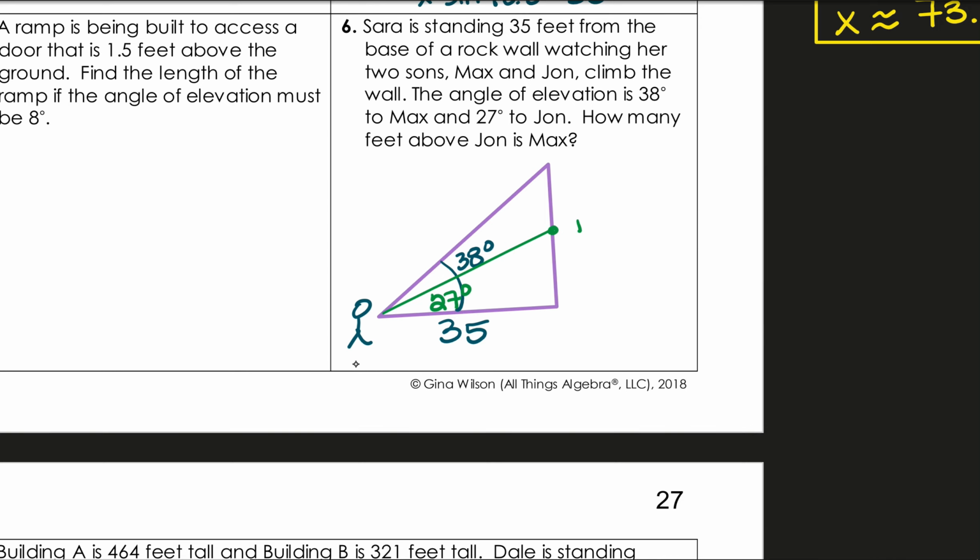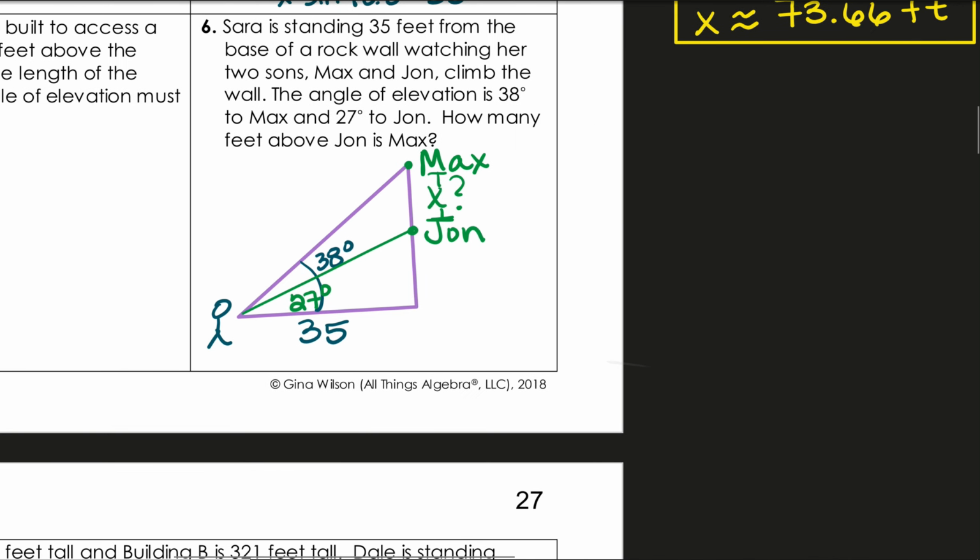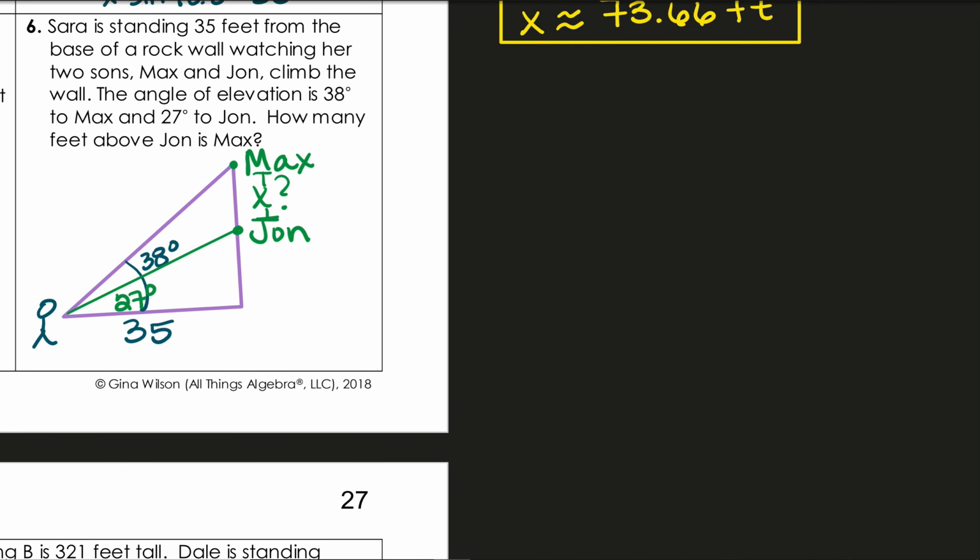So here we'll say, here is John. Spelled his name wrong, poor John. And then here is Max. So we want to know how many feet above John is Max. So we're looking for this distance. So here's what we're going to need. We're going to need to know how tall John is and how tall Max is. And then we can subtract the two. So it may be easier when you're doing this that we just draw two separate triangles to begin with.